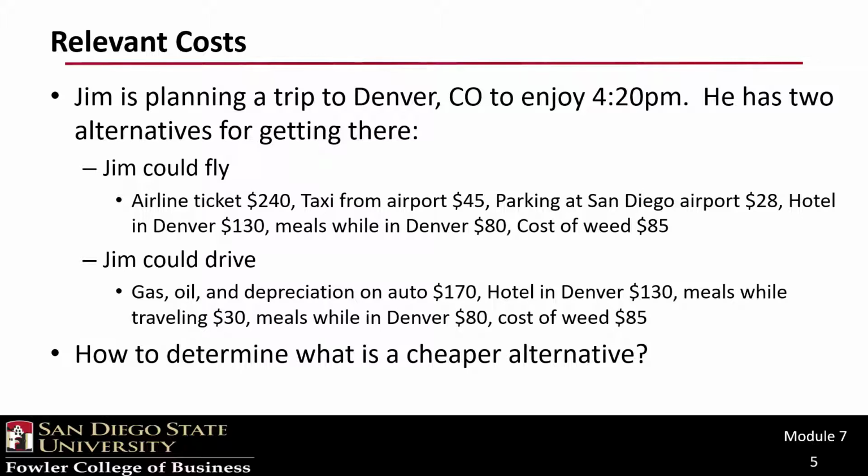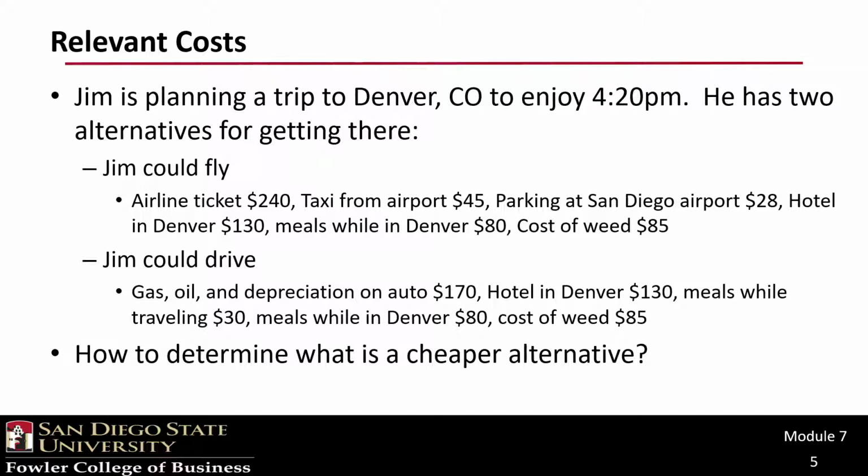Jim could fly. So if Jim flies, he's got to buy, of course, an airline ticket. He'll have to take a taxi from the airport in Denver. He'll need to park here in San Diego. Of course, on his trip, he'll need a hotel in Denver. He'll need meals while he's in Denver, or at least, a couple bags of snacks. And then he's going there for 420, so he's got to buy his weed.